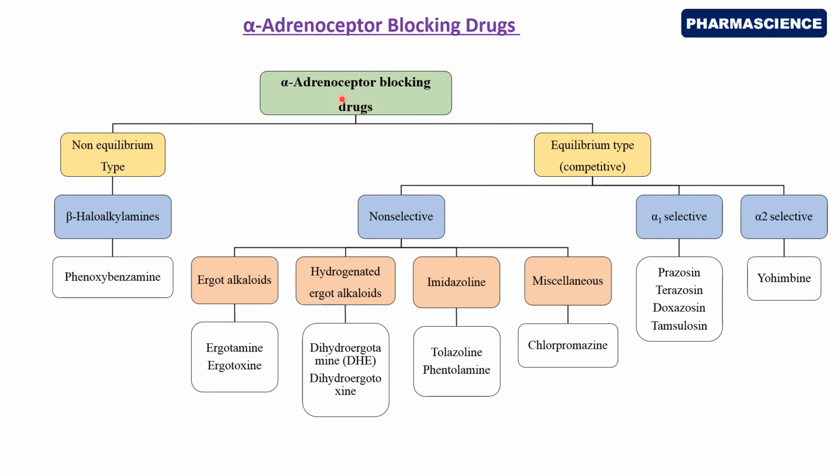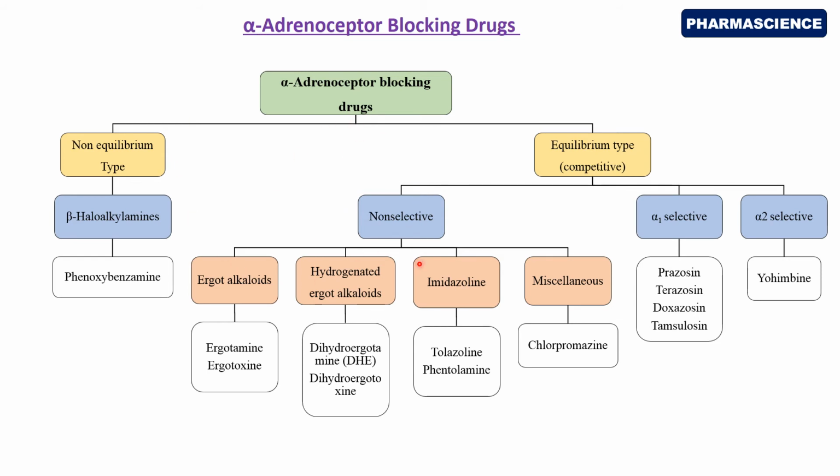Two major classes: non-equilibrium type and equilibrium type. Non-equilibrium type is again divided into beta haloalkylamines, and the example is phenoxybenzamine. And equilibrium type, also called competitive, is divided into three major classes: non-selective, alpha 1 selective and alpha 2 selective. Non-selective is again divided into four major classes: ergot alkaloids, hydrogenated ergot alkaloids, imidazoline and miscellaneous. And these are the detailed examples of each and every class. So this is the first part of the anti-adrenergic drugs.